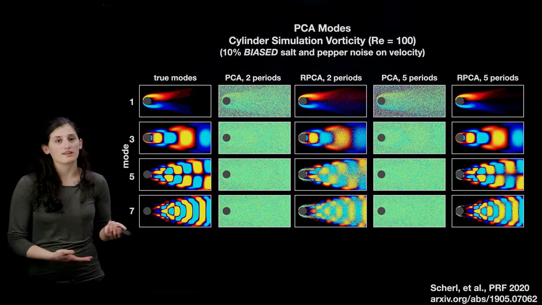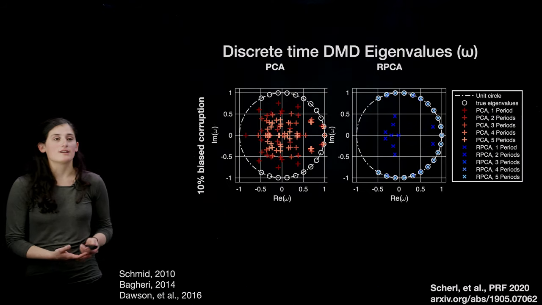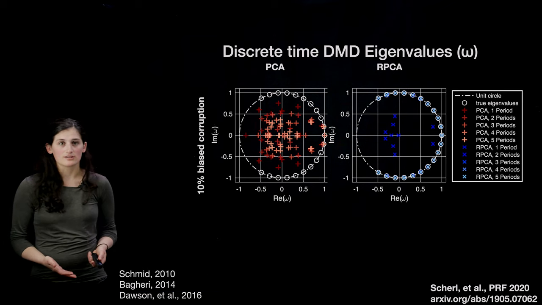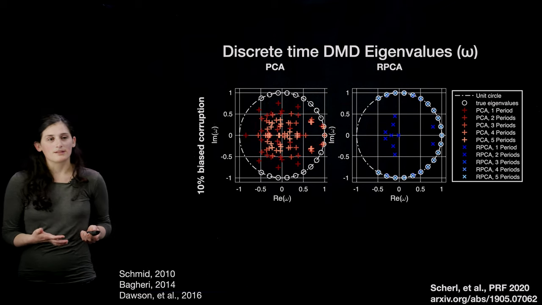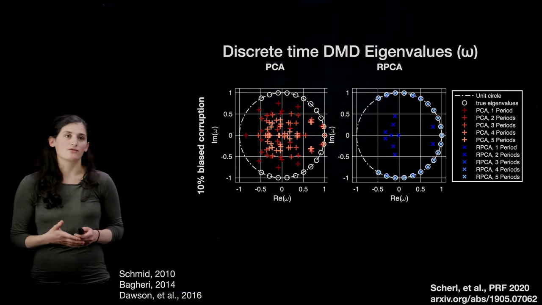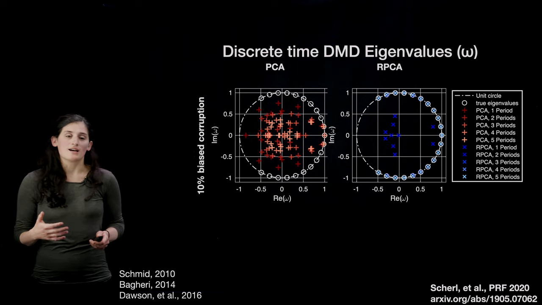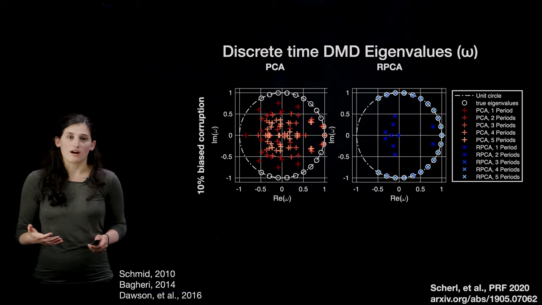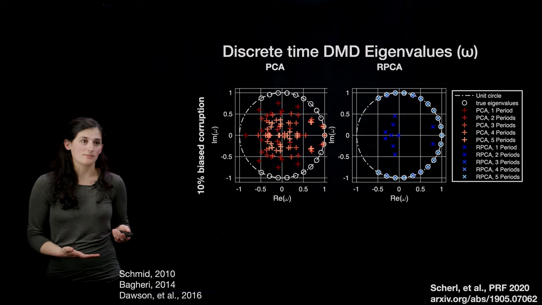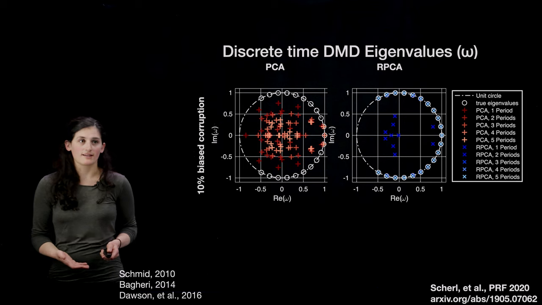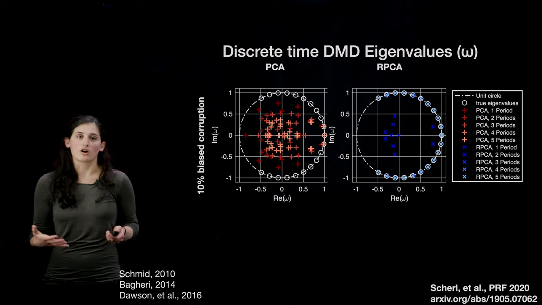This is a nice qualitative example, but if we want to look at this a little bit more quantitatively, if we look at the DMD eigenvalues, the PCA DMD eigenvalues are all clustered toward the origin. That means that they're artificially damped, whereas the true modes are on the unit circle because they're oscillatory modes that shouldn't be damped. And that's shown in the RPCA modes, where once we get past a single period of vortex shedding being analyzed, the DMD eigenvalues are on the unit circle.